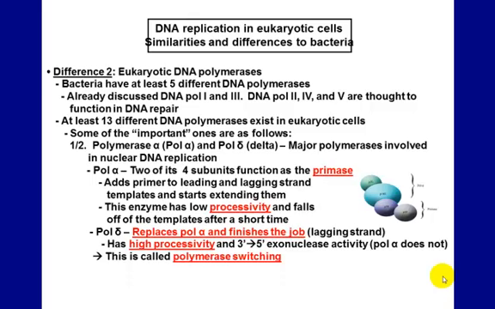Now, with the eukaryotes, you don't really have that. Everything is in one place here. You have the DNA polymerases. Those are not 1, 2, 3s. Those are the Greek letters instead of the numbers. So now you have polymerase alpha, and this polymerase alpha has several subunits within itself.